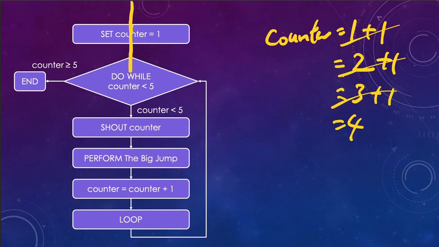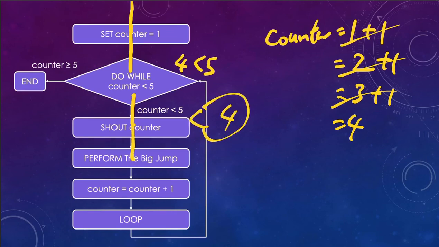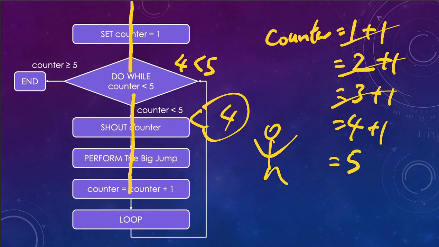Now what is the value of counter? Counter, the value is 4. So 4 is less than 5, right? So the condition is met. So we'll continue to run everything that's inside. So we'll shout counter, which is 4. And we'll do the big jump. Woo! And then we come back here. And then counter plus 1 equals to 5. Then we go up, loop.